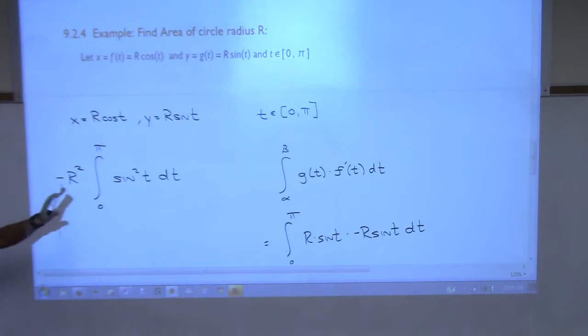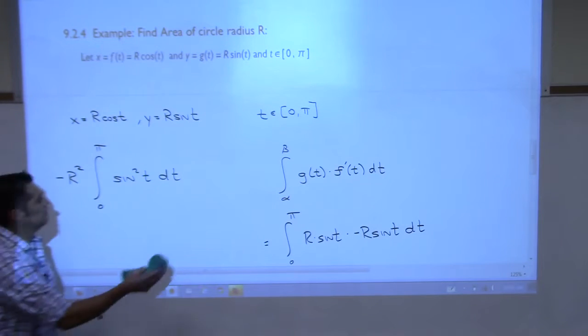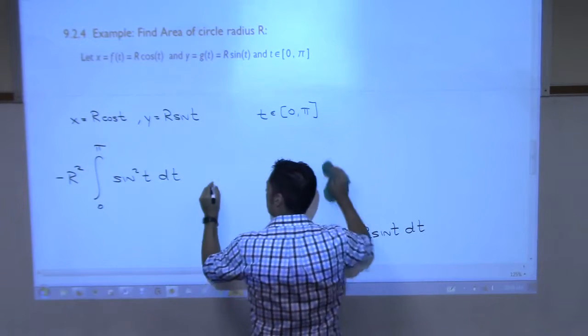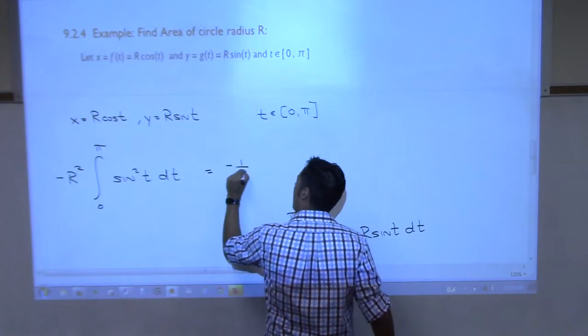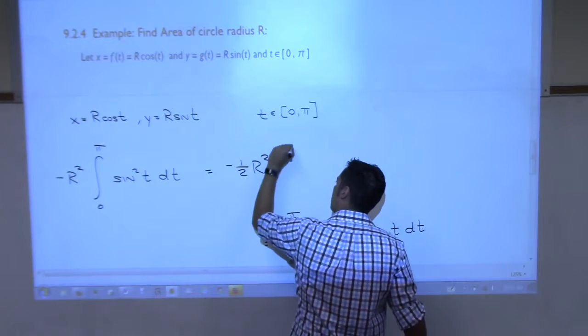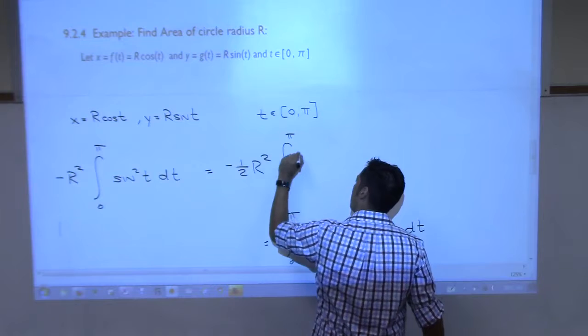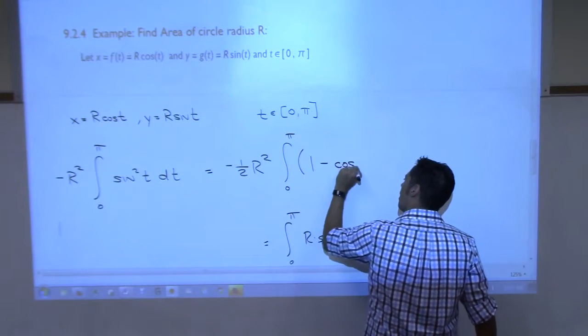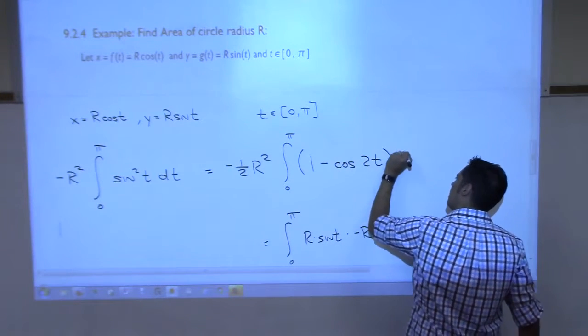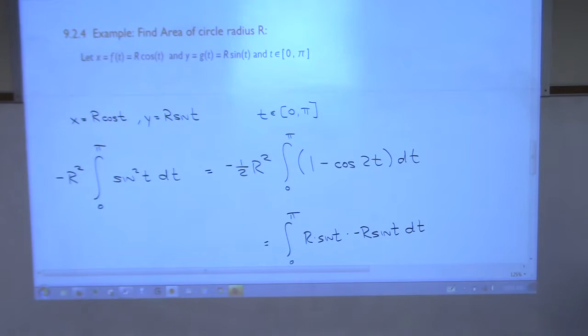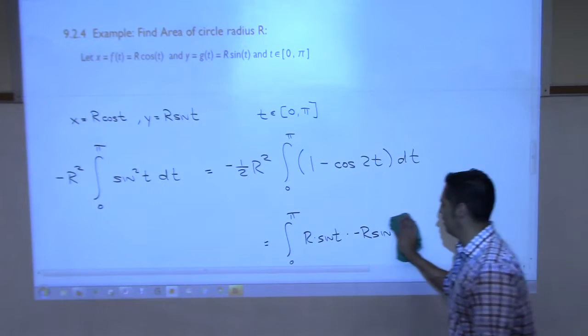So that's going to, 1/2 is going to pop out. Half times 1 minus cosine. Yeah, so negative 1/2 capital R squared integral 0 to pi. And then in here 1 minus cosine 2t dt. Because we've integrated sine squared a lot, right? We've done that many times.